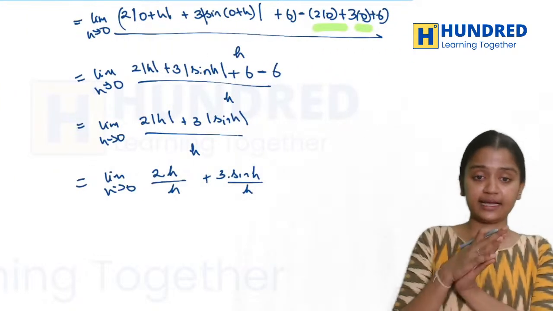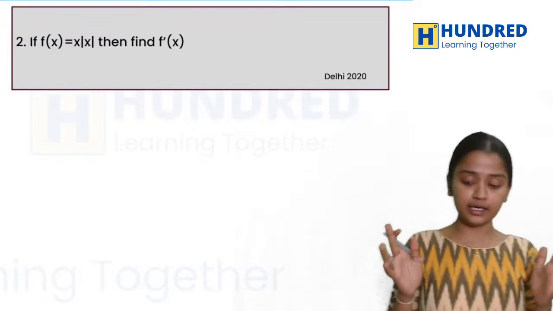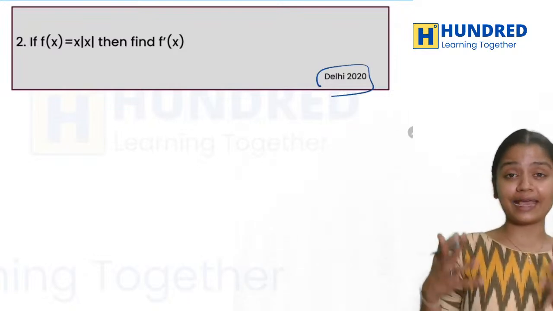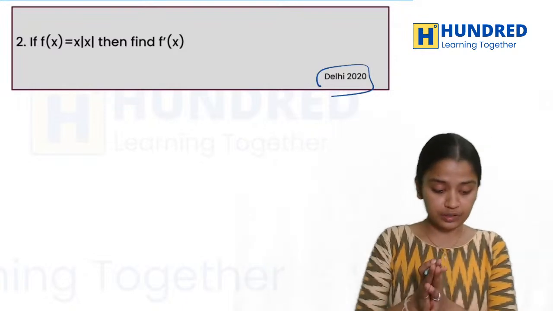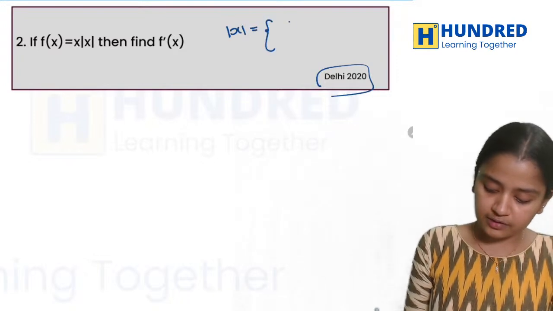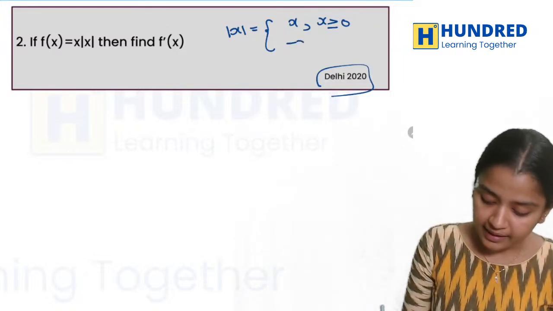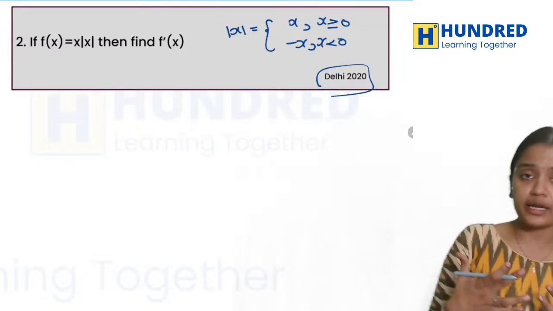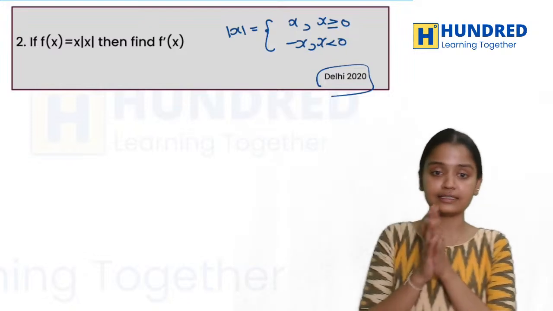Now let's go to the next thing. This was asked in Delhi 2020. If your f of x is x mod x, you have to find f dash of x. That is what the question is. So now let me do it. I know mod x will be x if x is greater than or equal to 0, and minus x if x is less than 0.